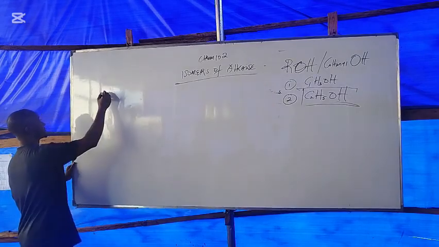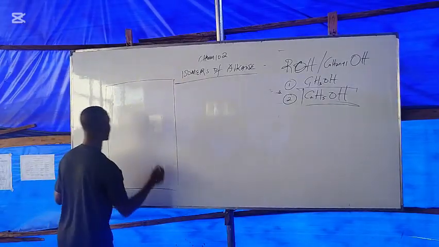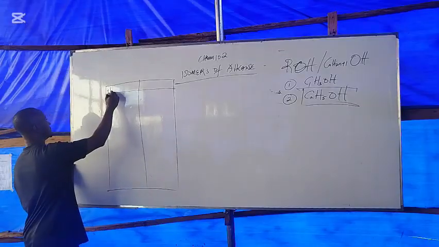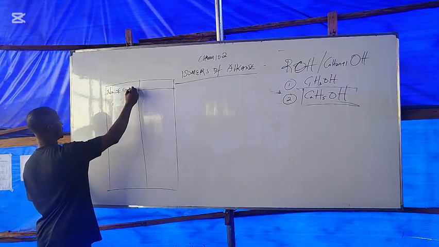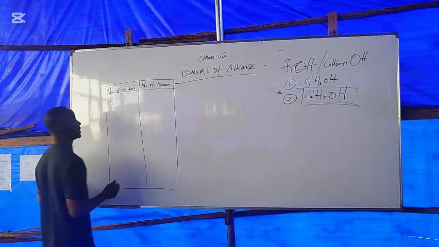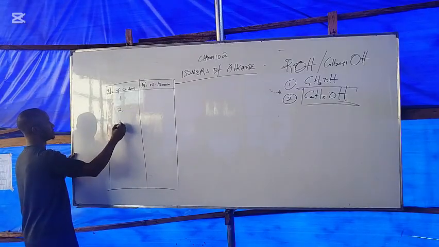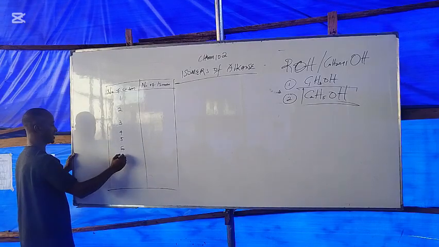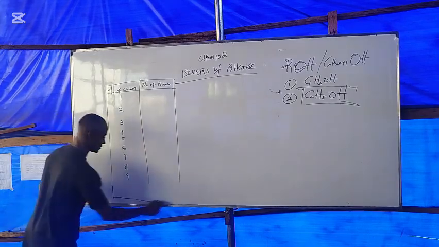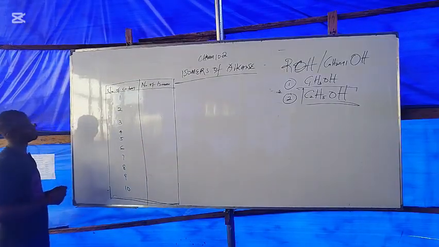Let's look at this. Do me a favor and create this table for me. Write number of carbon and number of isomers. Number of carbon, the first is 1, then 2, 3, 4, 5, 6, 7, 8, 9, and 10. I hope you are seeing the board.